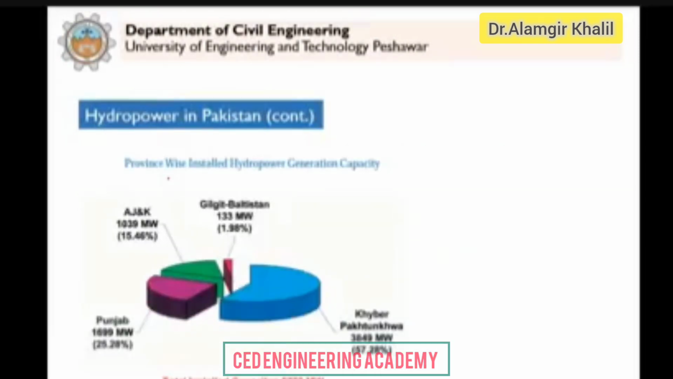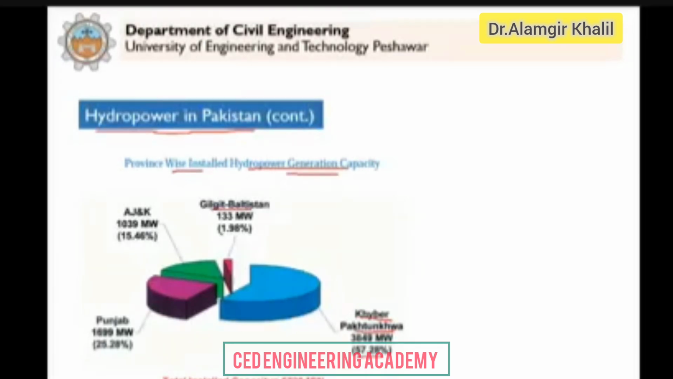So the province-wise installed hydropower generation capacity, you can see here as per this report, which is available online. We have an organization, the PPIB, the Private Power and Infrastructure Board. You can go to the website, it is a government organization, that's why you see gov.pk. There you can see their annual reports, and you will find a lot of information about hydropower in Pakistan. In that source, we can see that Khyber Pakhtunkhwa is contributing around 57% of the hydropower generation capacity.